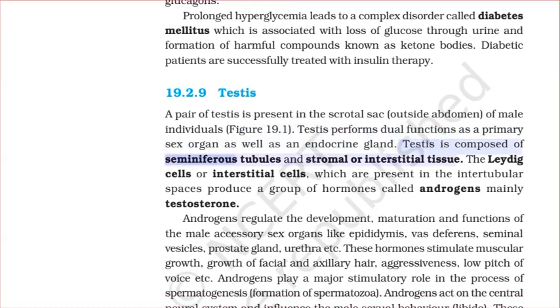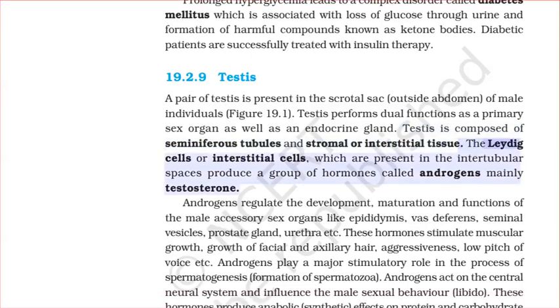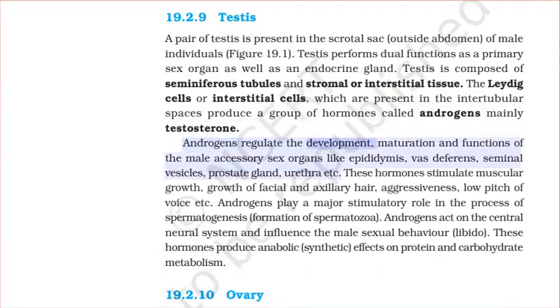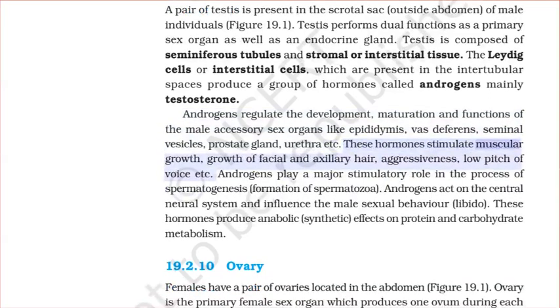Testis is composed of seminiferous tubules and stromal or interstitial tissue. The Leydig cells or interstitial cells, which are present in the intertubular spaces, produce a group of hormones called androgens, mainly testosterone. Androgens regulate the development, maturation, and functions of the male accessory sex organs like epididymis, vas deferens, seminal vesicles, prostate gland, urethra, etc. These hormones stimulate muscular growth, growth of facial and axillary hair, aggressiveness, low pitch of voice, etc.